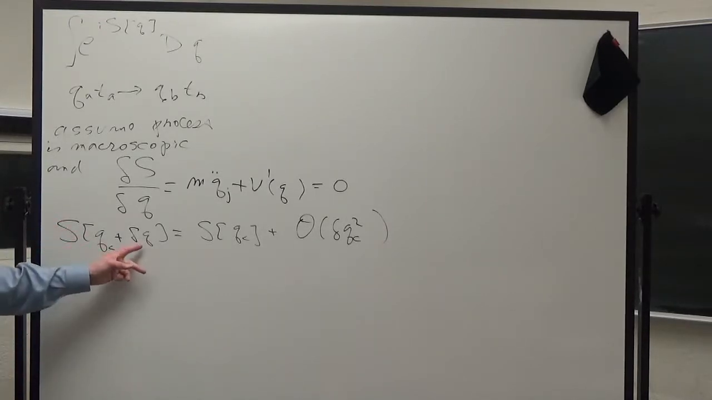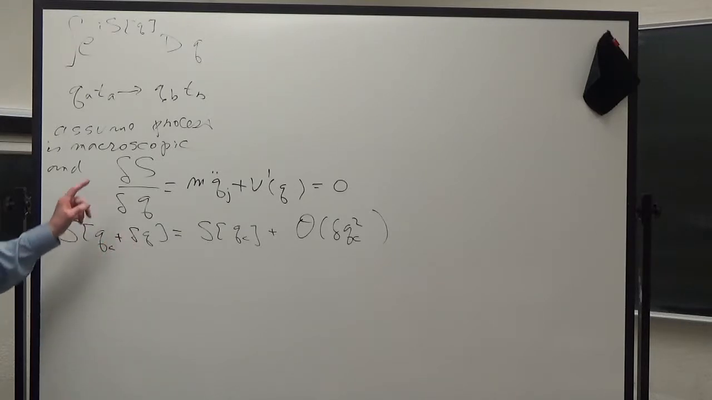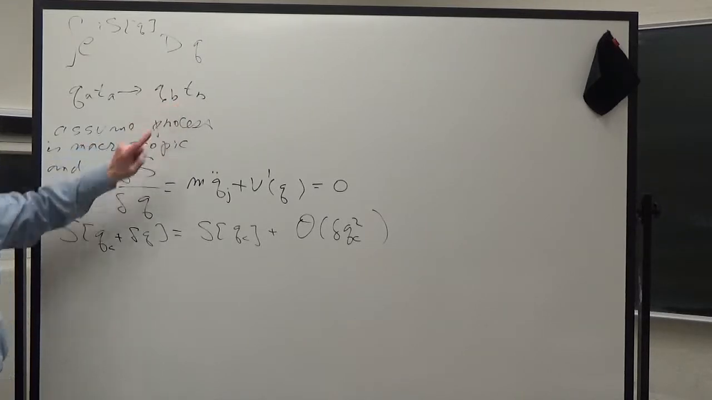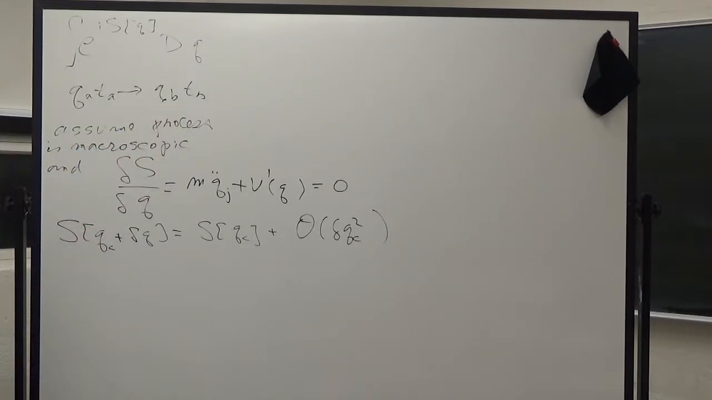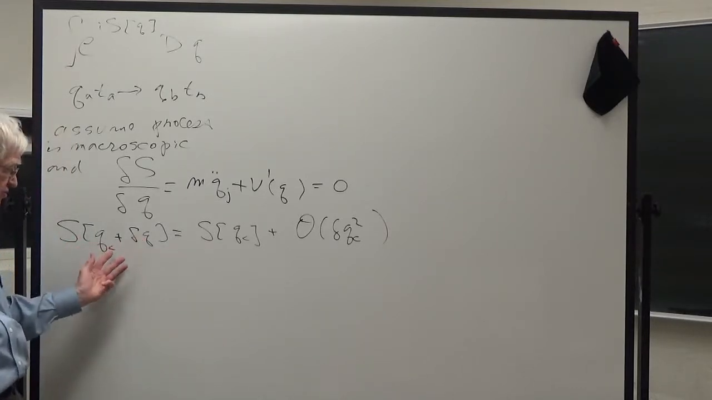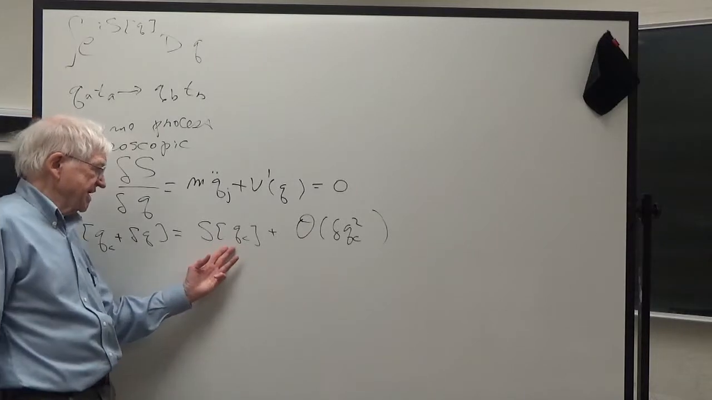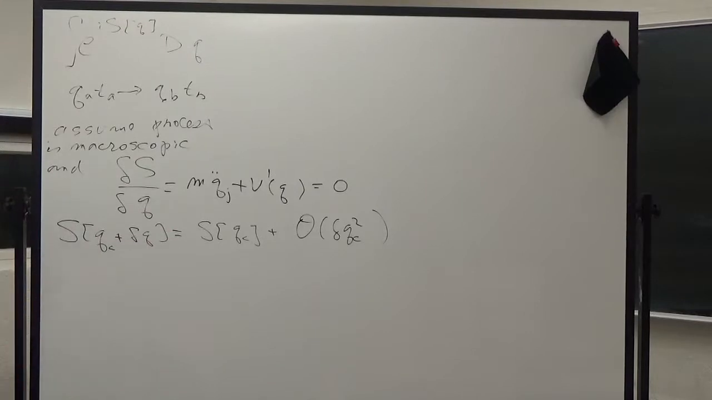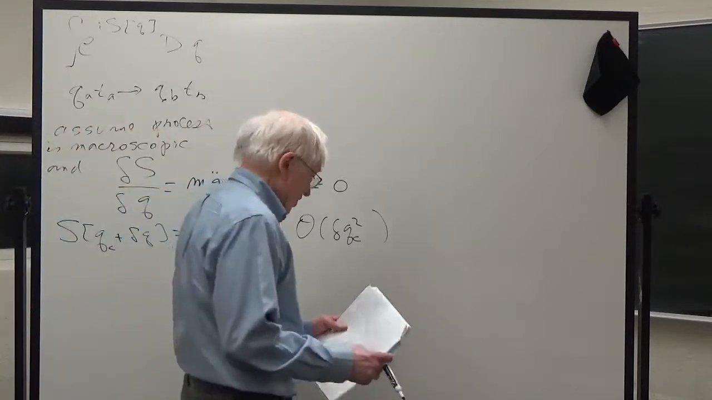Stationary means that if you use a small path that also goes from QA at time TA to QB at time TB, but such that delta Q, the detour, is tiny, always tiny, then the action for the new process, the process with the detour, is the same as the classical action apart from things that are quadratic in the detour. So that's what we're assuming, that is to say that there is a classical process.